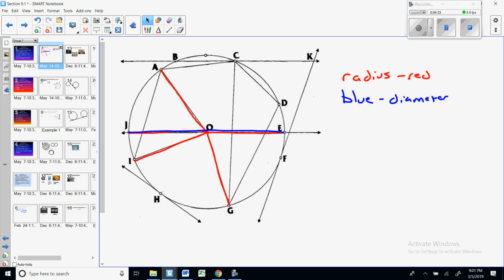Additional things that we have within this picture that we need to use. I'm going to write this in yellow. I'm going to write it up here in red. But our yellow lines are our chords. Okay, and our chords are segments whose endpoints lie in a circle.